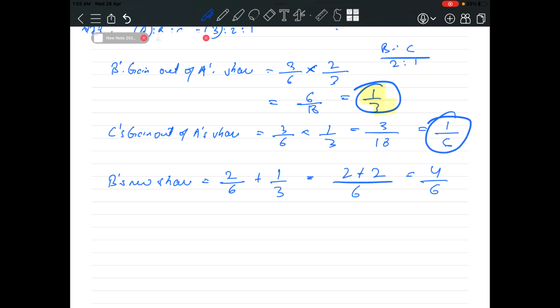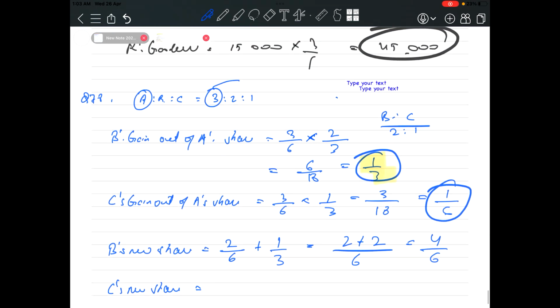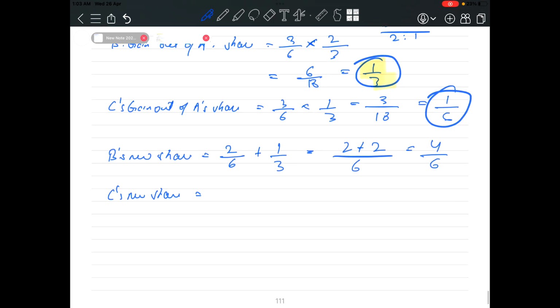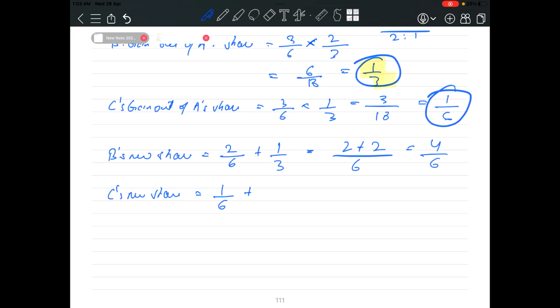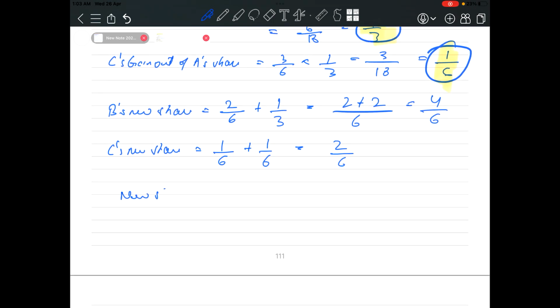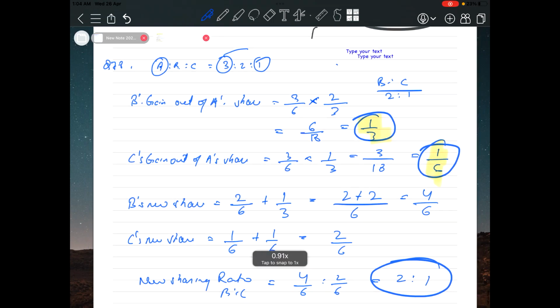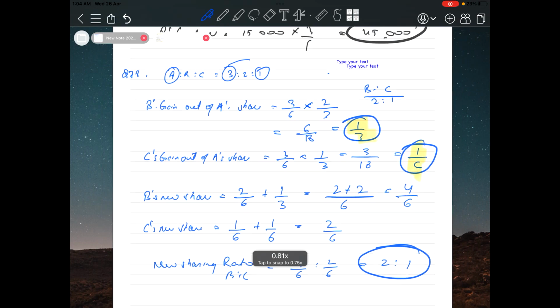Okay, and what is C's new share? C's new share is old ratio plus gaining ratio. What is old ratio? 1 by 6. 1 by 6 plus what is gain? Gain is 1 by 6. Okay, plus 1 by 6 will be 2 by 6. Okay, so what will be the new sharing ratio? New sharing ratio between B and C is equal to 4 by 6 is to 2 by 6 is equal to 2 is to 1. So this is the answer. Okay, so you can note this down, 2 is to 1.